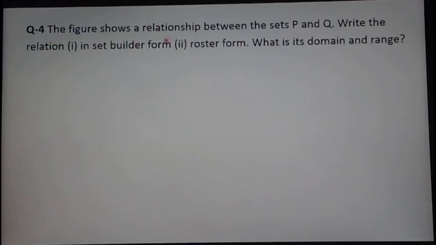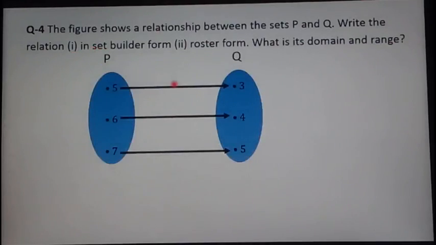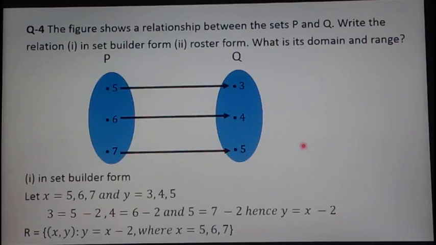Question 4. The figure shows a relationship between the sets P and Q. Write the relation in set builder form, in roster form, and give its domain and range. So here in this figure, relation from P to Q is given, with P = {5, 6, 7} and Q = {3, 4, 5}. 5 to 3, 6 to 4 and 7 to 5 relations I have shown.